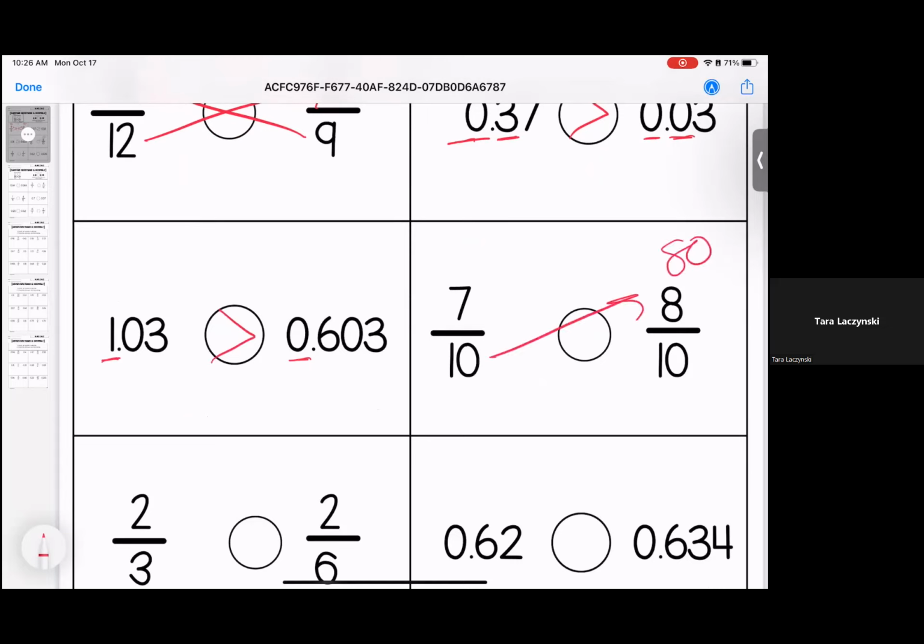This multiplies to 80. This multiplies to 70. So 80 is going to be larger. 3 times 2 is 6. 6 times 2 is 12. 2/3 is larger. 6/10 and 6/10, 2/100, 3/100, 634 thousandths is going to be the larger one.